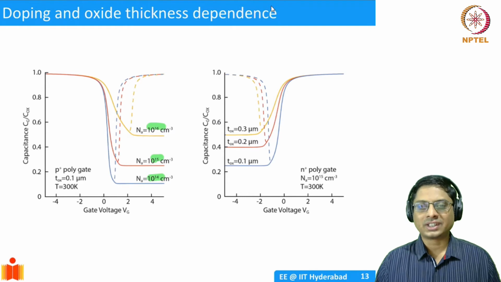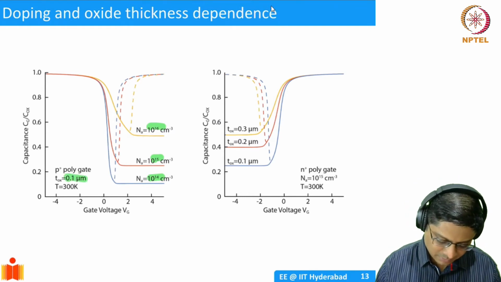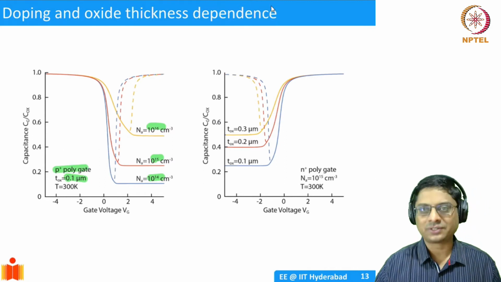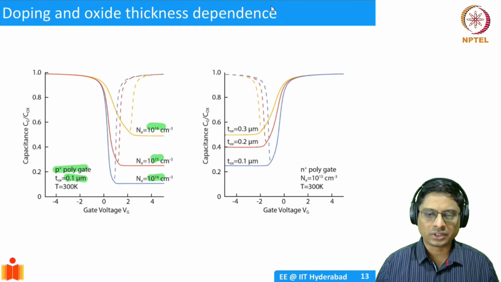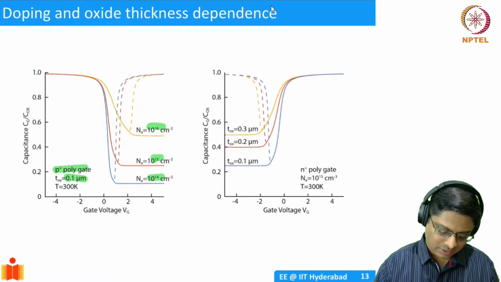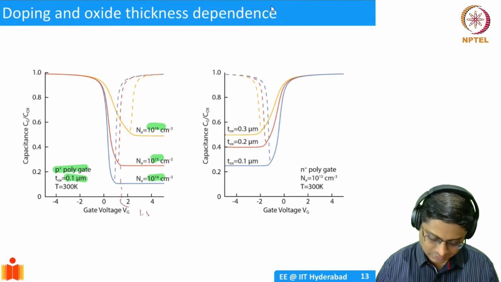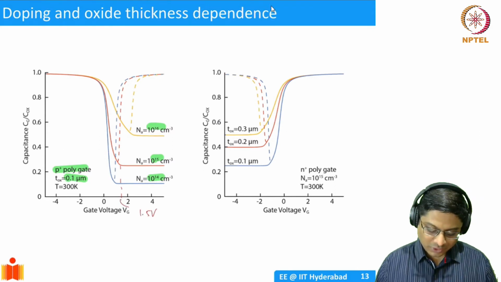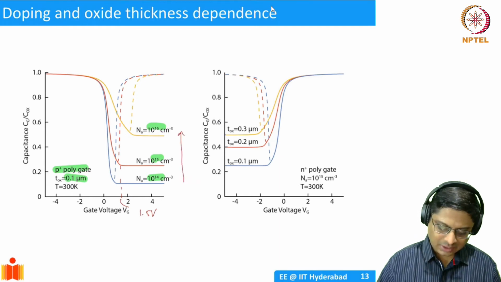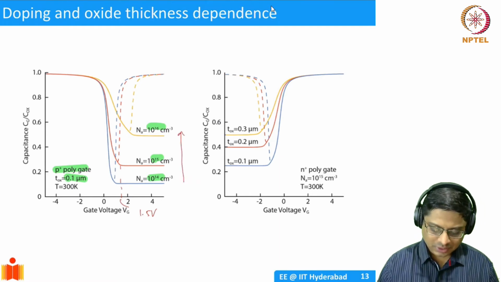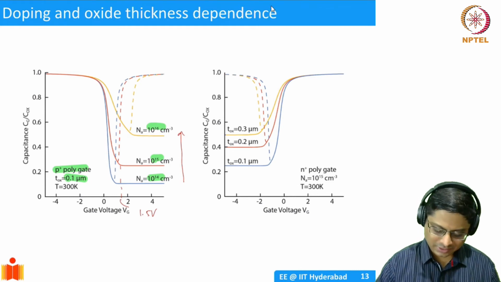In this case, I took an oxide thickness of 0.1 micron and P plus polysilicon. So you can actually verify this for yourself. If you take, let's say, 10 power 15 concentration, your VT was somewhere around 1.5 volt or something. What you notice clearly is that the C min is increasing. This is what we were talking about in the last class, the last slide.